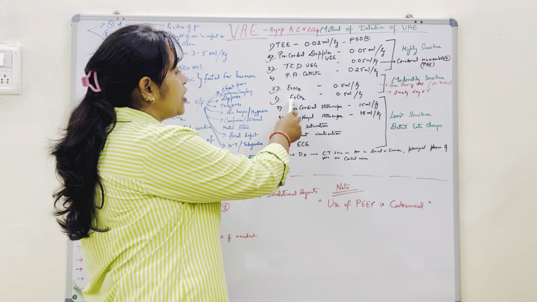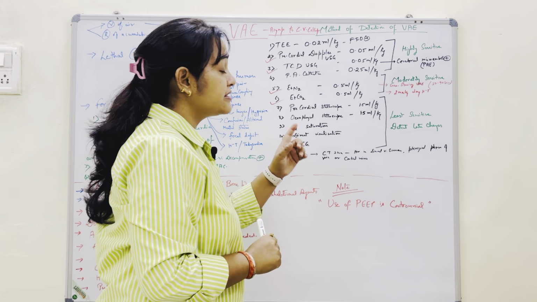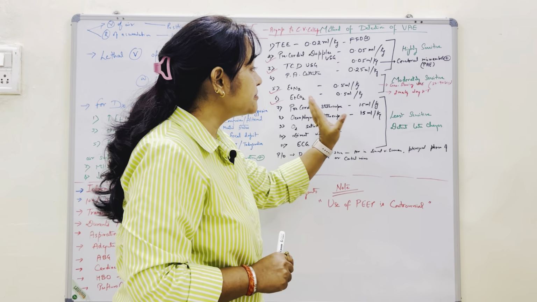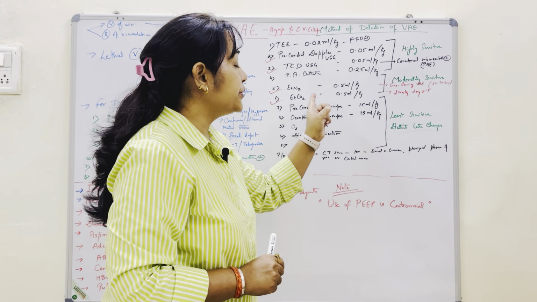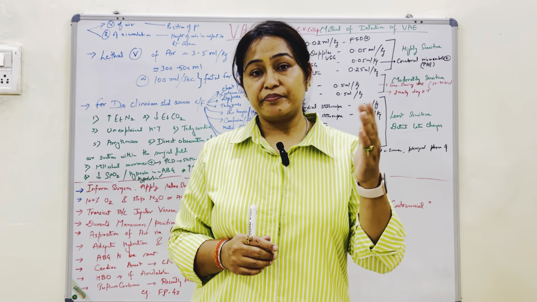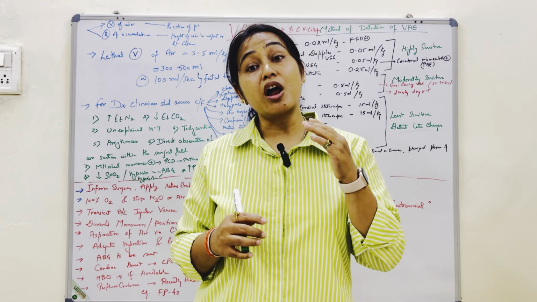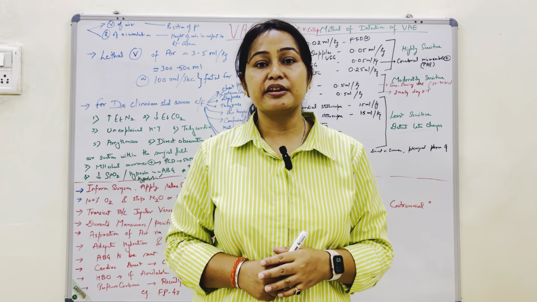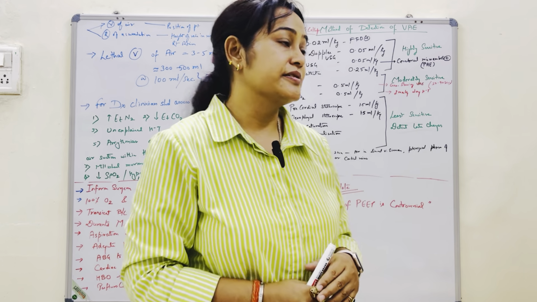And what is end-tidal CO2? End-tidal CO2 can detect 0.5 ml per kg of venous air embolism, right? And when there is venous air embolism, there is a 2 mm change in end-tidal CO2 along with hypotension, then we can suspect there could be chances of venous air embolism.